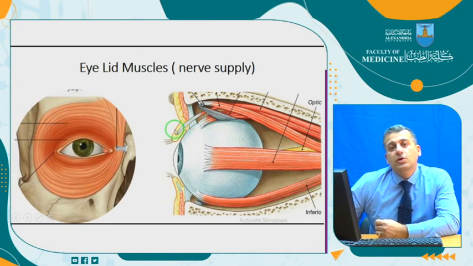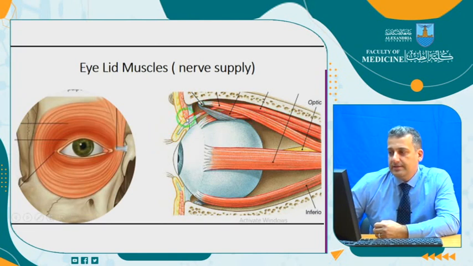What about the muscles opening the eyelid? We have what's called the levator muscle. You can see here, this muscle elevates the eyelid, so-called levator muscle, and this is supplied by the third cranial nerve.